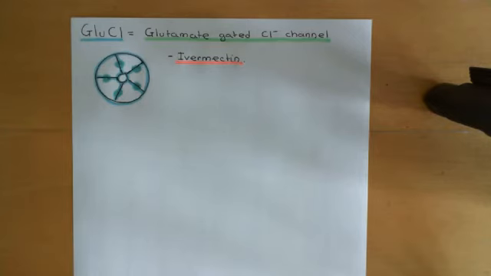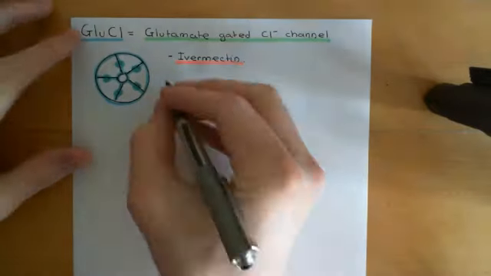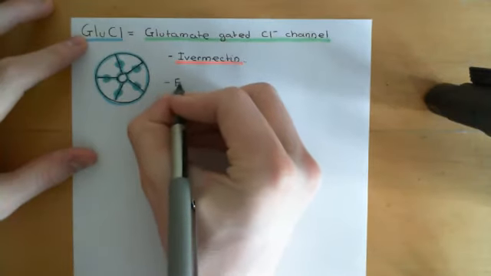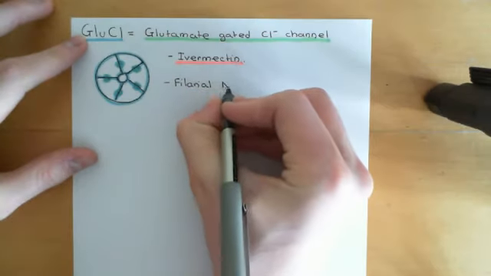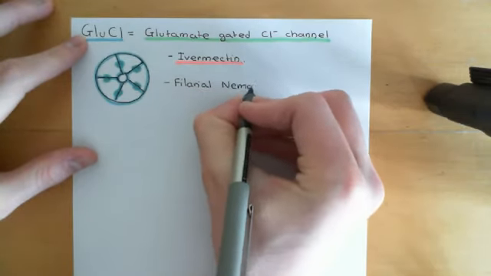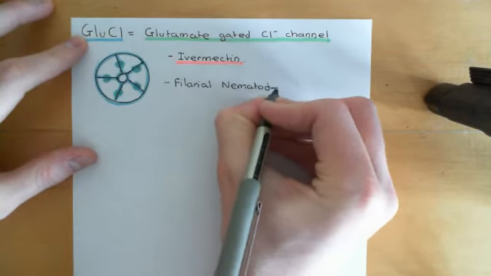So onchocerciasis is caused by a parasitic worm that lives within the skin, basically. Okay, and this parasitic worm is an example of a filarial nematode. I just want to discuss what is actually meant by a filarial nematode. Firstly, what does nematode mean? And then we'll come on to what a filarial nematode is.